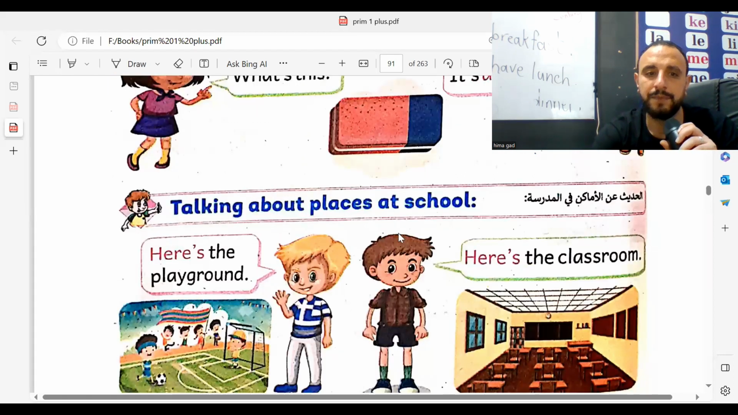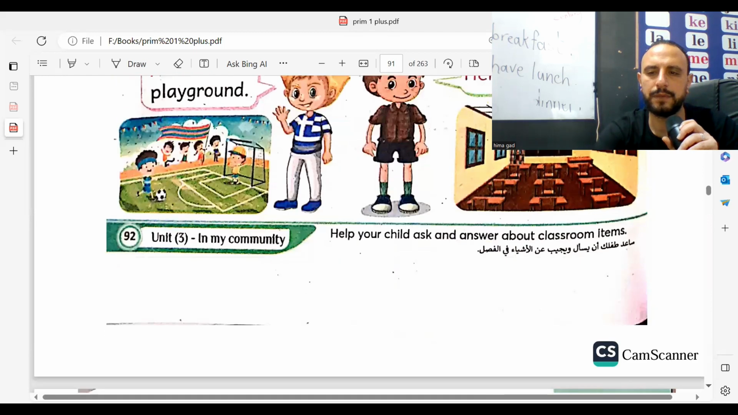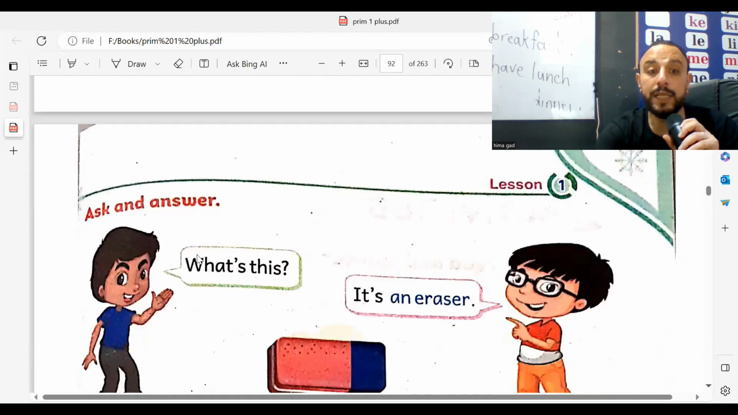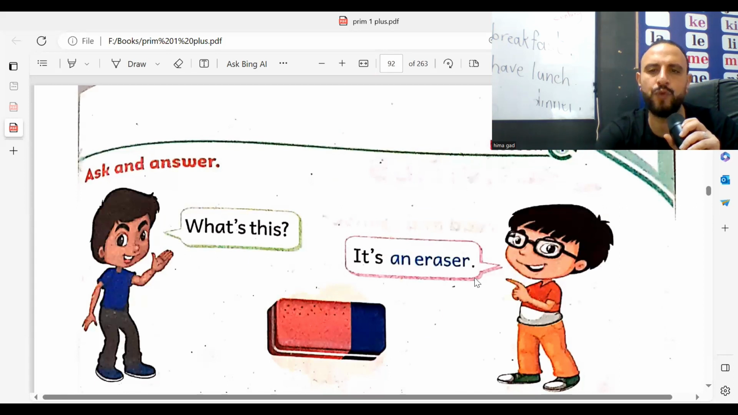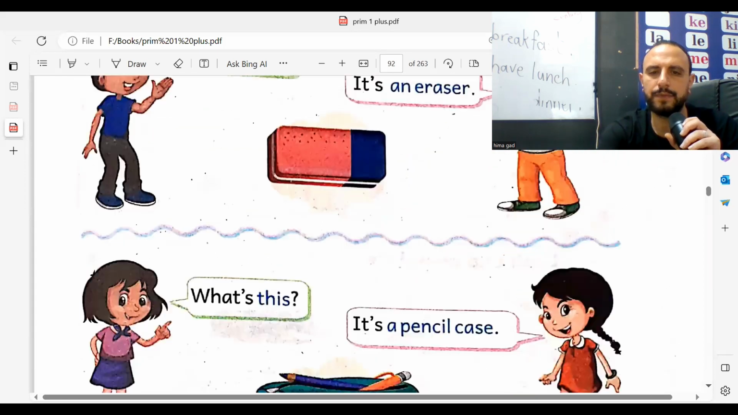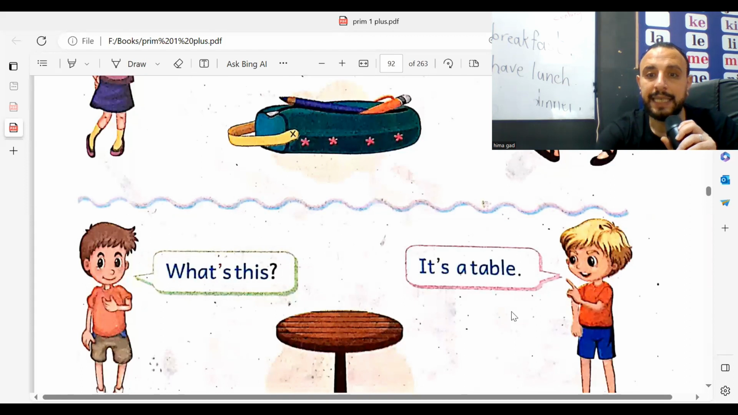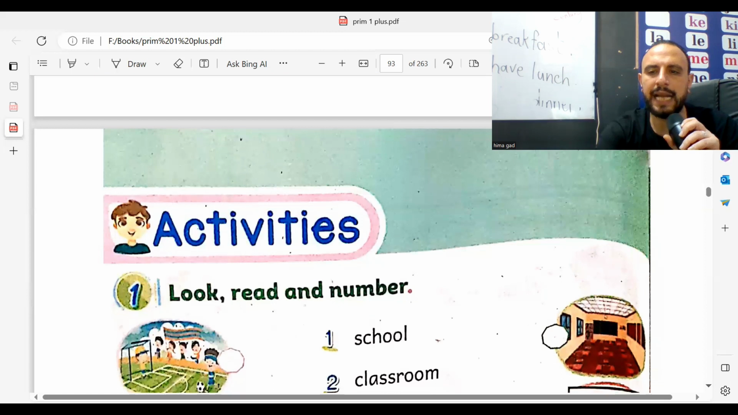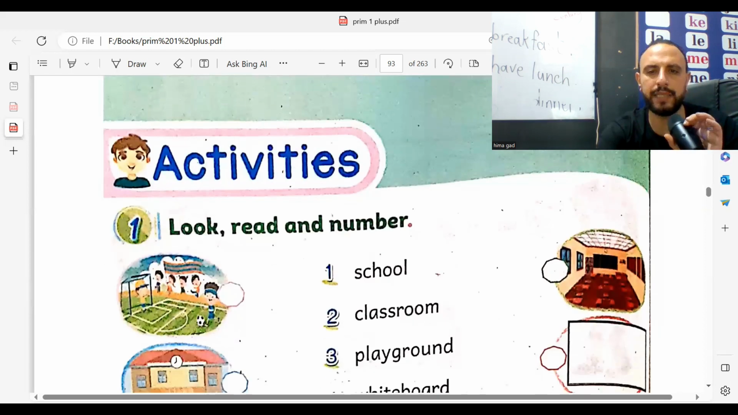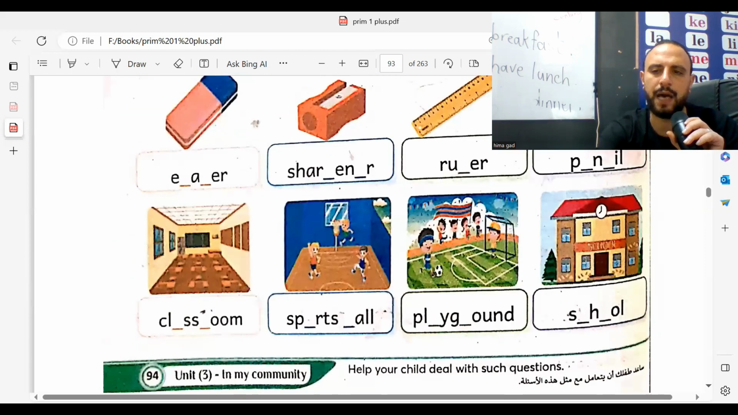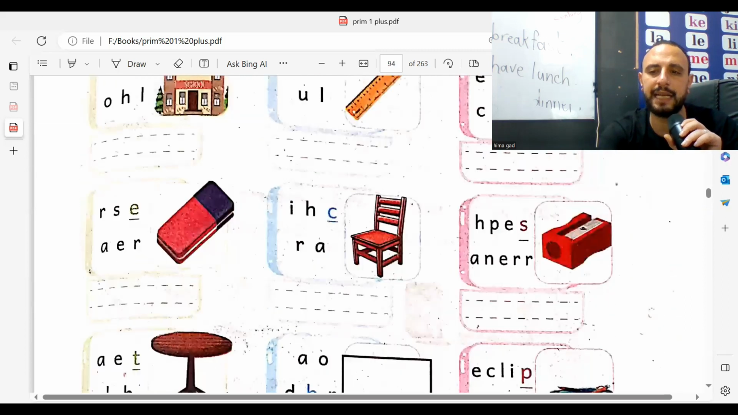هنا بقى هتقرأ لي دي. Here is the playground. Here is the classroom. Okay. What's this? It's an eraser. What's this? It's a pencil case. What's this? It's a table. الاكتيفيتيز هتبقى هوم ورك هتحلها في البيت مع مامي وصحاها المره الجايه. وناخد درسنا الجميل بقى.